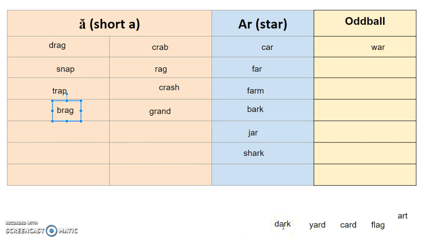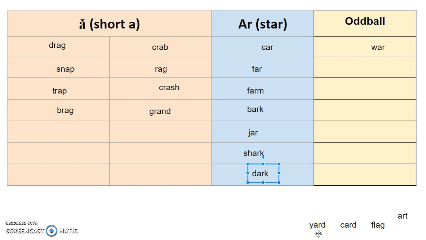Next word is dark. And what I want to point out is it says R, but it has two letters. It doesn't just have the letter R. AR says R. So whenever you're spelling it, you need to make sure to include that A before the R, because you really only hear the letter R when you say it, but the two letters make the sound. So dark goes in the AR column.